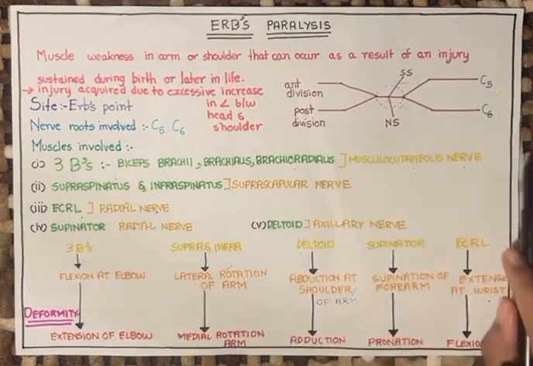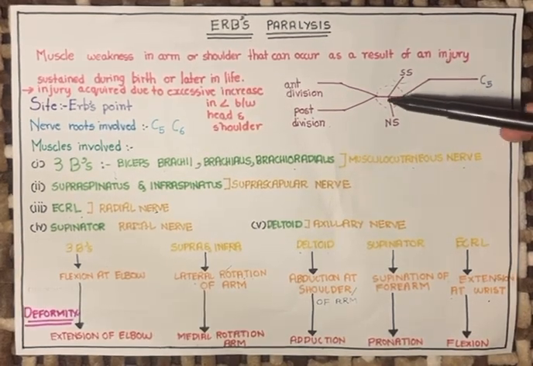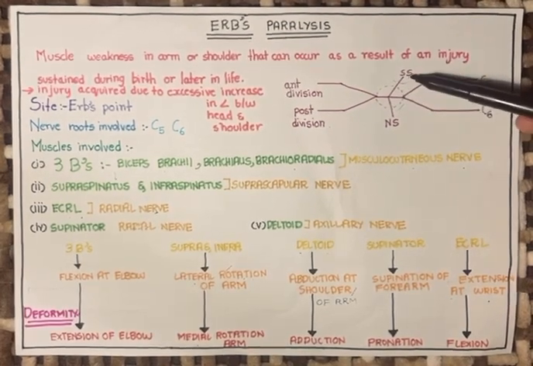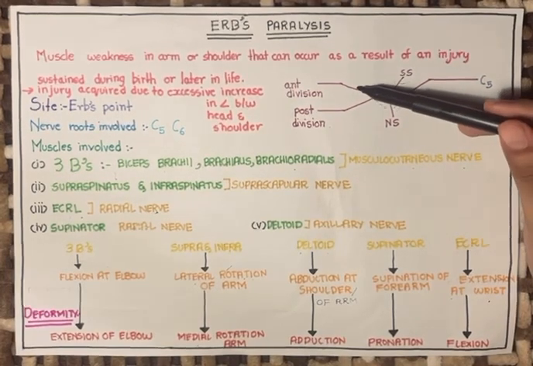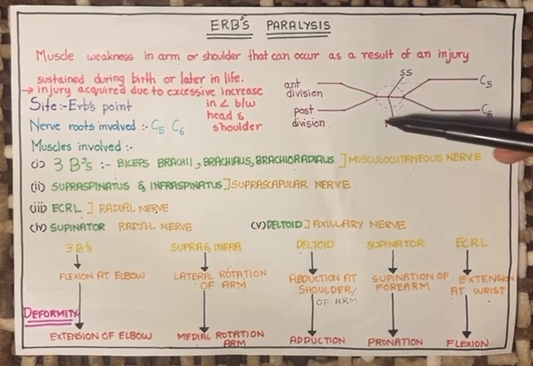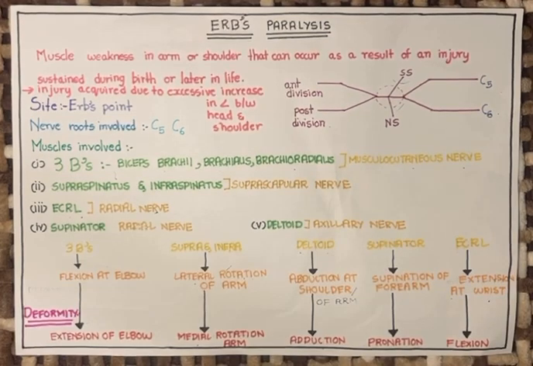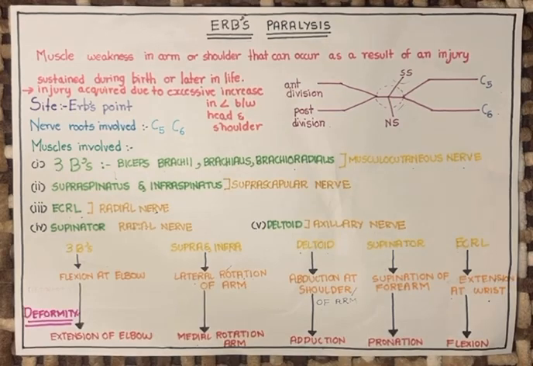As you can see in this diagram, here we have the root of C5 spinal segment, the root of C6 spinal segment, which together form the upper trunk. The upper trunk then gives off two branches, which are the suprascapular nerve and the nerve to subclavius. Then the upper trunk divides into an anterior division and a posterior division. The point where these six nerves meet is known as the Erb's point. Erb's point is the site of injury in the Erb's paralysis. And therefore, the nerve roots involved in Erb's paralysis are going to be the C5 and C6 nerve roots.